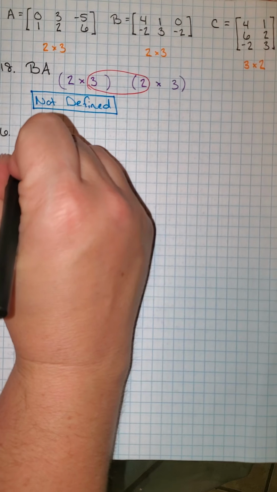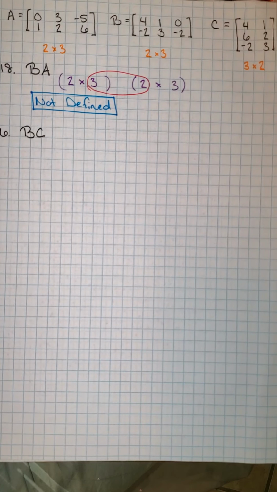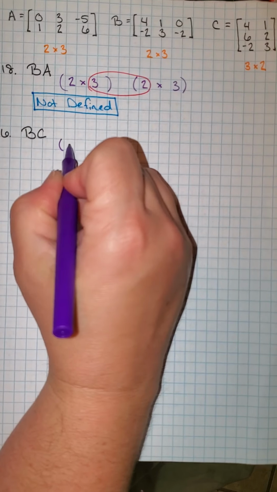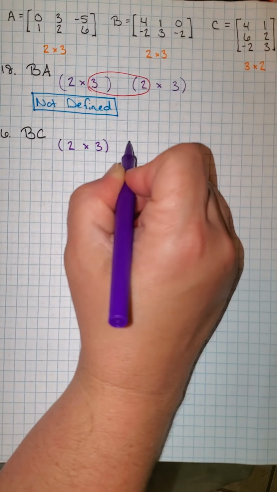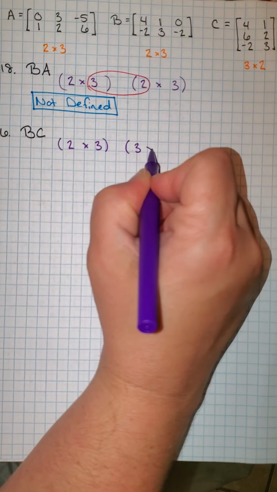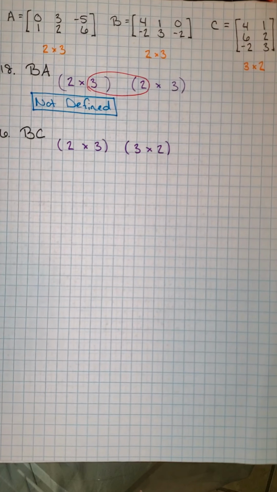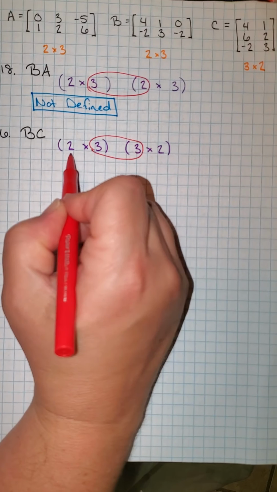All right, number 16, we're going to do B times C. All right, so let's see what we have here. B is a 2 by 3, and C is a 3 by 2. That's better, because now we have the 3's in the middle. So that means our answer will be a 2 by 2.